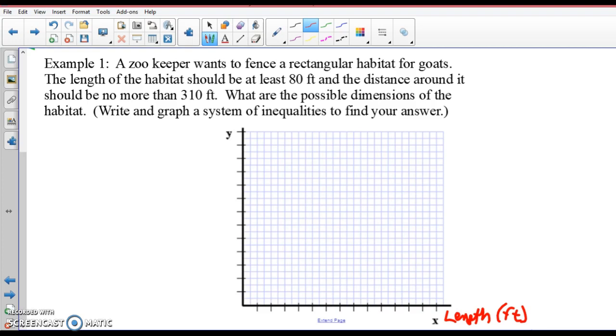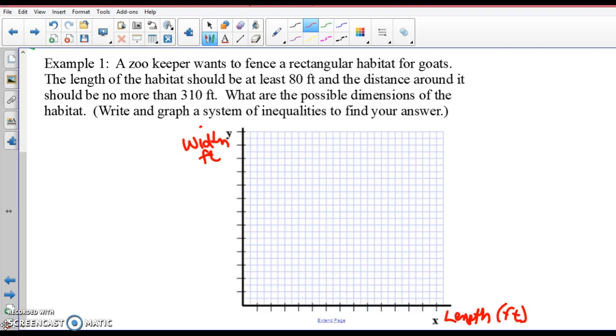Do not try to write an inequality before you know what x and y are in the situation. So, the only one they really talk about in this problem is length. But it's talking about the distance around it should be 310. What's the shape of this pen going to be? It's going to be a rectangle. So, if x is length, what is y going to be? And again, I'm being super clear. Width in feet.